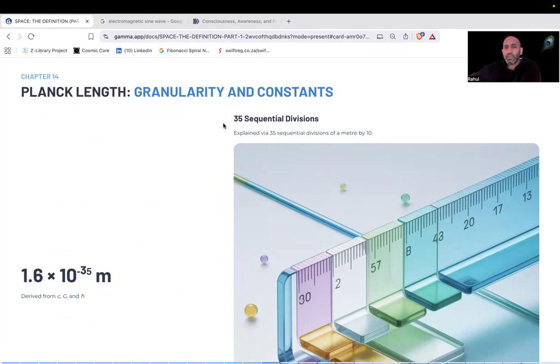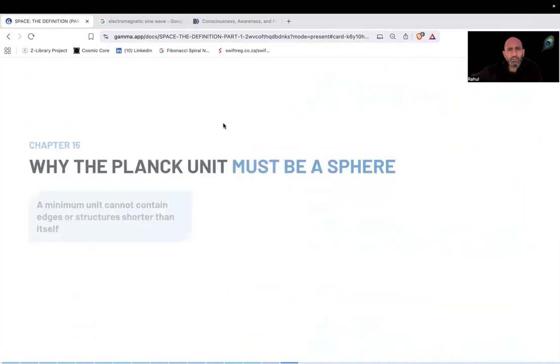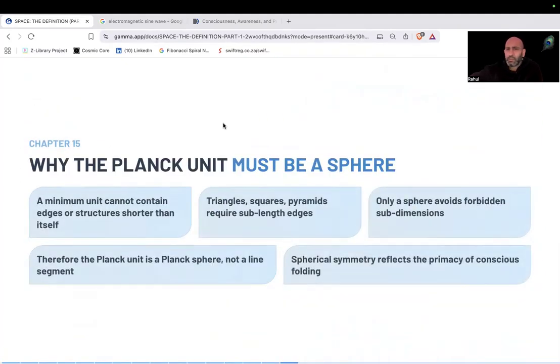Simply the gateway. Okay, we've talked about this ad nauseum. Why it must be a sphere, we've discussed this ad nauseum. There's no other shape, because anything with a sharp edge requires a distance that, if these two are Planck units in length, this unit does not exist, and therefore that triangular shape cannot.